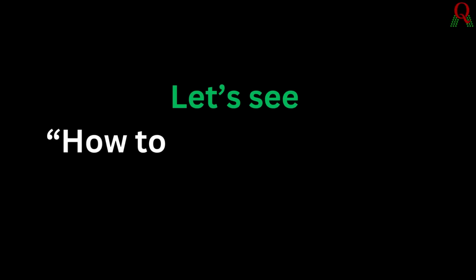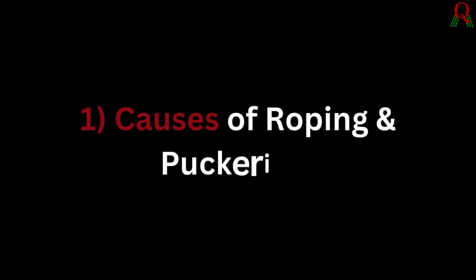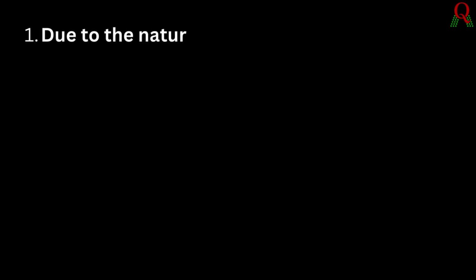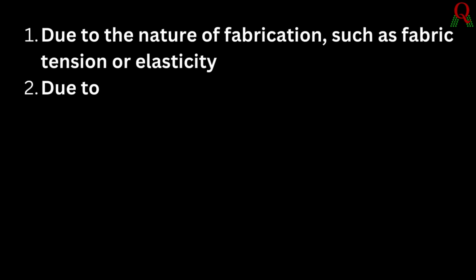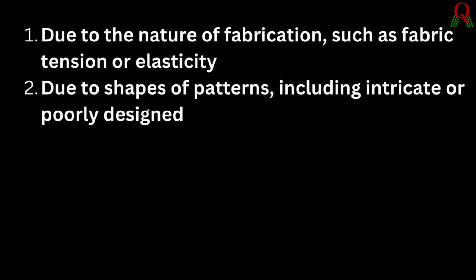Let's see how to control the top 7 defects in production. 1. Causes of roping and puckering. Due to the nature of fabrication, such as fabric tension or elasticity. Due to shapes of patterns, including intricate or poorly designed patterns.